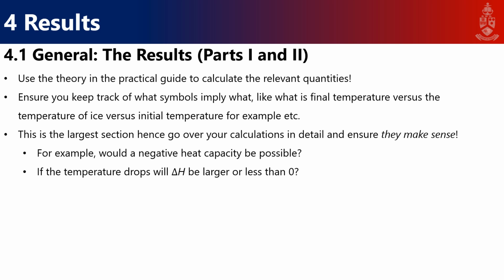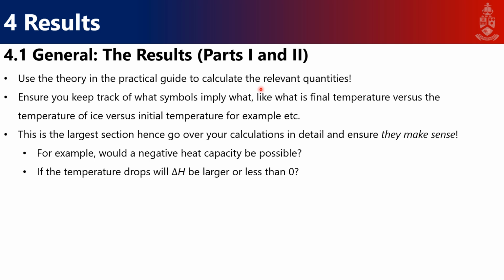Okay, your results section. First I'm going to give a general discussion on what a results section entails, and then we'll go into specific discussions of parts 1 and 2: how to analyze your data and get to the specific values, how to use the equations and whatnot. In the results section, you can always use the theory developed in the Pratt Guide to calculate any relevant quantity. If you need to calculate something, there is bound to be an equation for that quantity somewhere in the Pratt Guide. That's a general rule you can follow for the rest of this course.